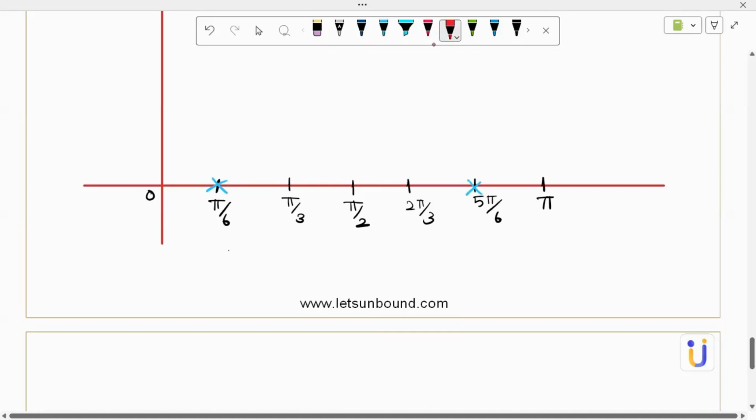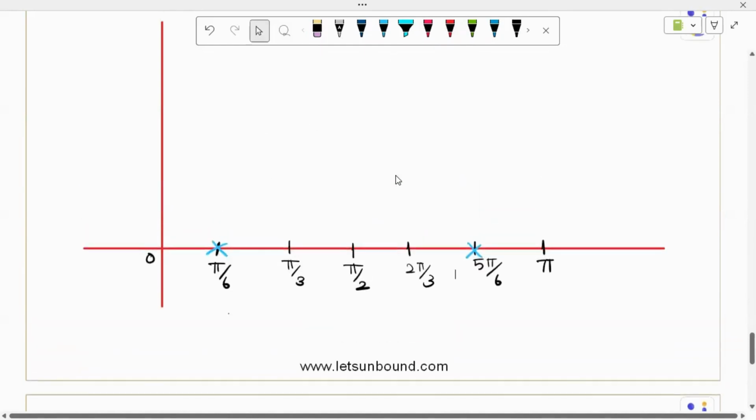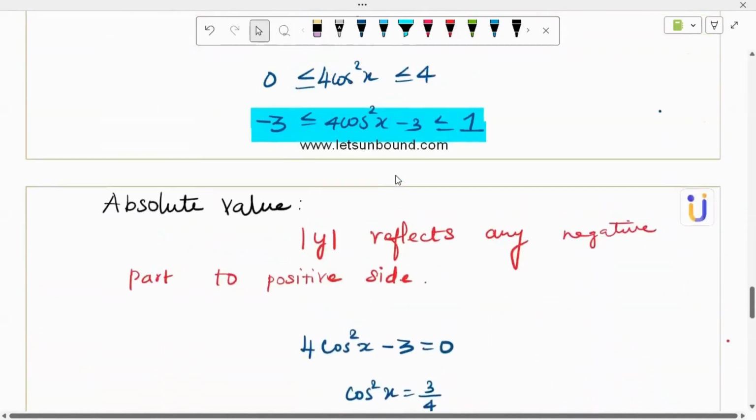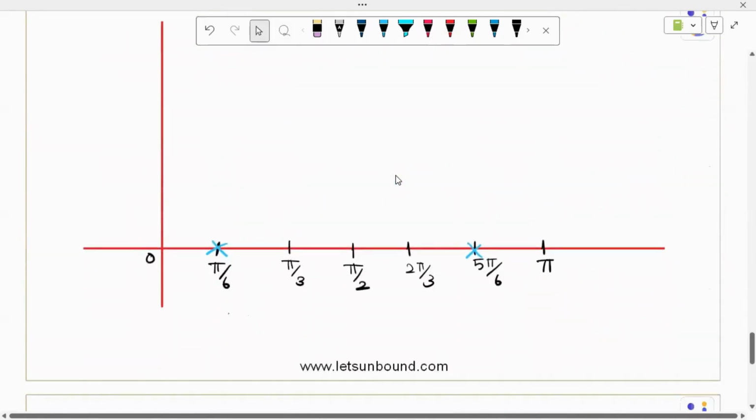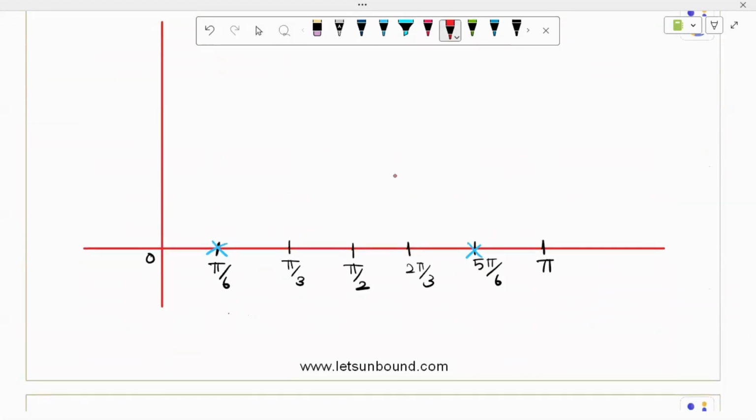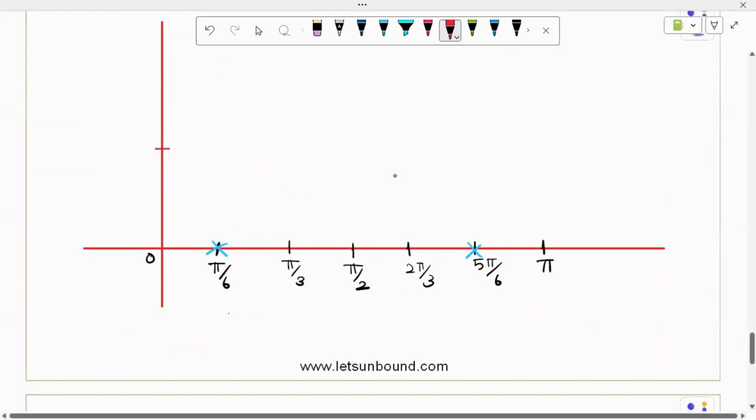So what about pi by 3? When x is pi by 3, what is the y value? When x is pi by 2, what is the y value? So I know the range also, right? It's from -3 to +1. So from 0 to +1 is more than enough. Like this is 0. Let it be 1. Oh, wait. Okay, maximum, minimum we need to find.